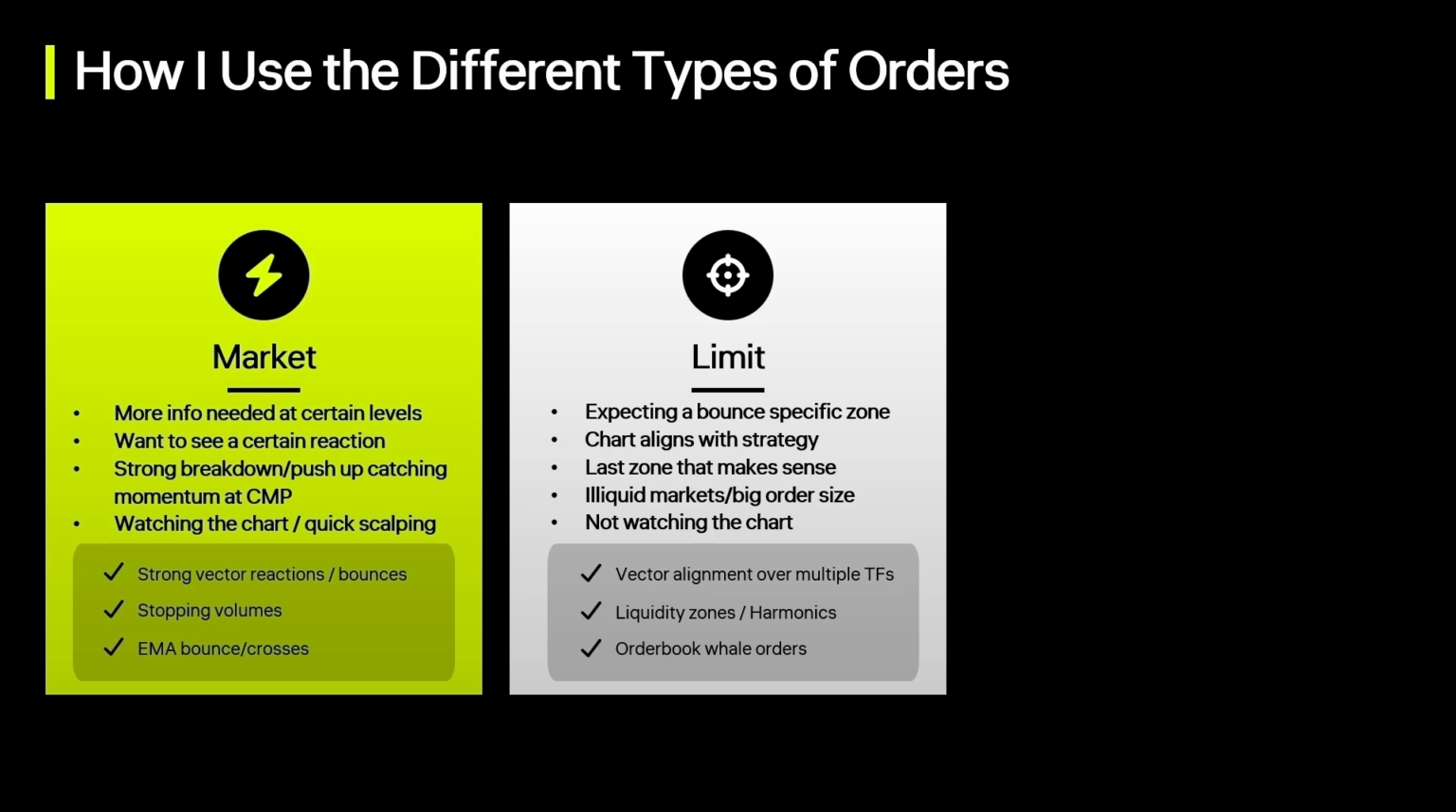Or liquidity zones or harmonic patterns. Usually these are at liquidity zones or support and resistance zones. Or when I'm looking at the whale order book and I see big whale orders which are not spoofs, I might set a limit order right before this whale order too.